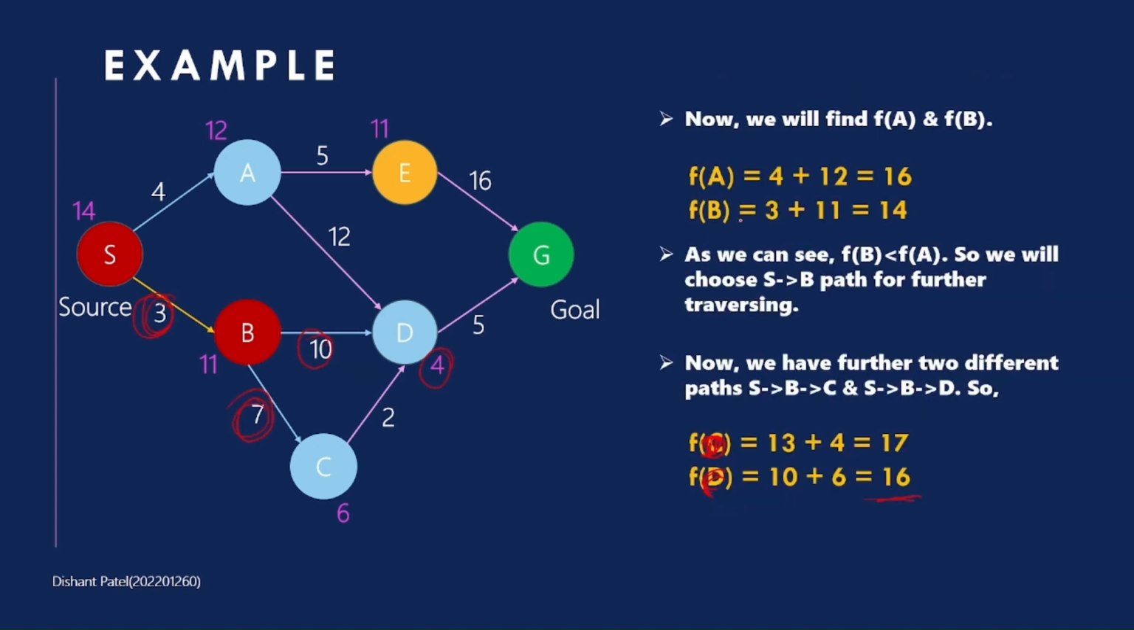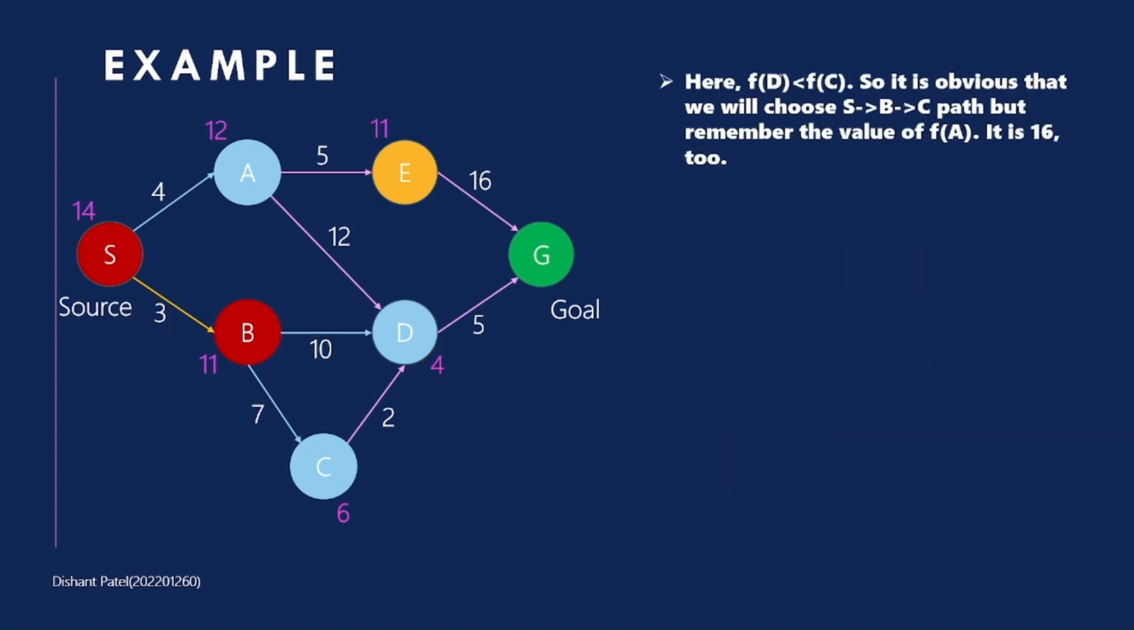Here f of C is less than f of D. Okay, here f of C is less than f of D. So it is obvious that we will choose S to B path and B to C path. But remember the value of f of A. It was also 16.